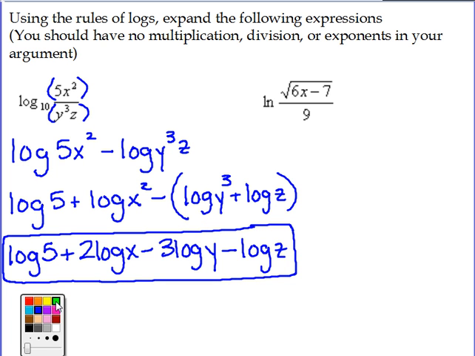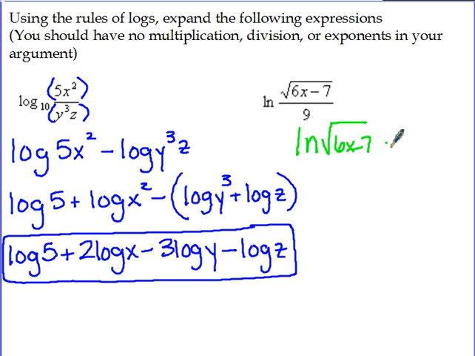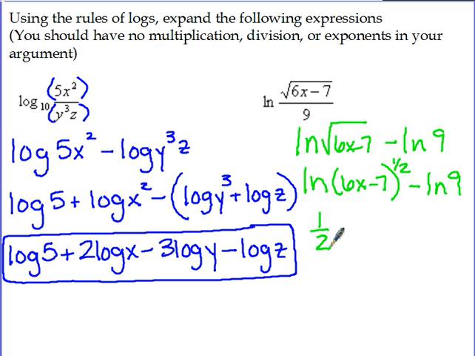For my second one here, I'm going to do the same thing. So again, I see we have division here in my argument, so I can rewrite this as natural log of the square root of 6x minus 7 minus natural log of 9. Now, the root we know is really an exponent, so that's really 6x minus 7 to the 1/2 minus natural log of 9. So I'm going to bring that out front. And that's really all I can do.